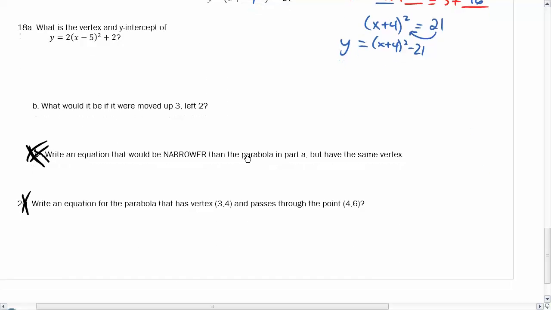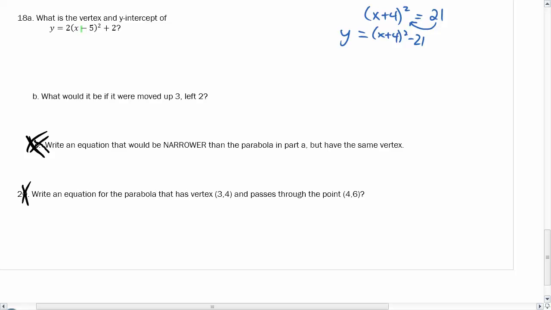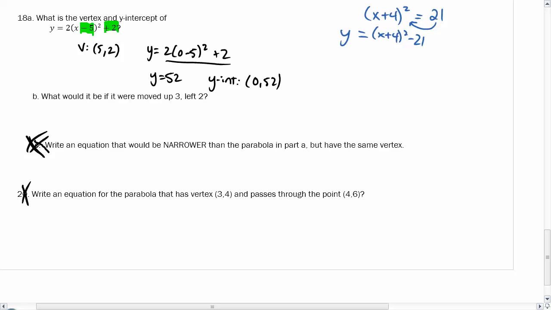Okay, 18a. What's the vertex and y-intercept? Well, again, vertex is this. Y-intercept is when x equals 0. So the vertex for this one, inside opposite, 5. Outside the same, 2. Y-intercept, what is it when x equals 0? Well, the y value when x is 0. You can type all of that into your calculator if you want, and you'll find it gives you a 52. So the y value of the y-intercept is 52. The y-intercept itself is 0, 52.